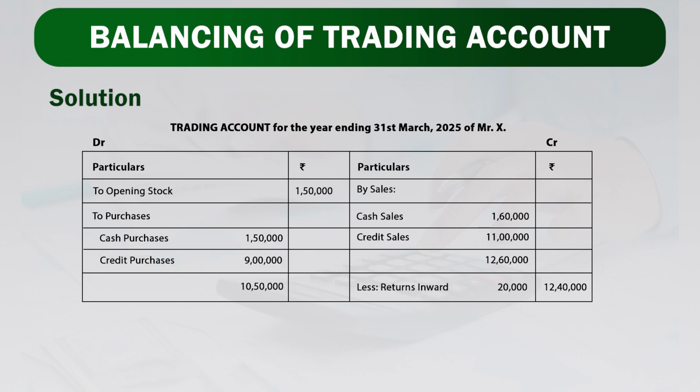Now, friends, we will have a look at the items of credit side. The first item is sales, and sales again of two types, cash sales and credit sales, that comes to 12,60,000. From that, we have to reduce the amount of sales return, which is rupees 20,000. Ultimately, we will have net sales of rupees 12,40,000.